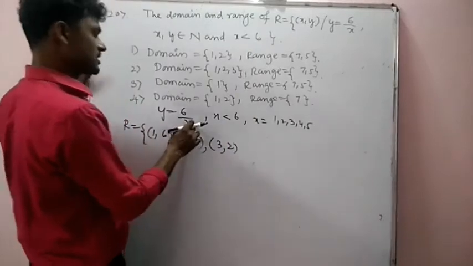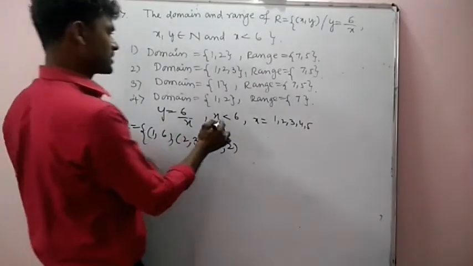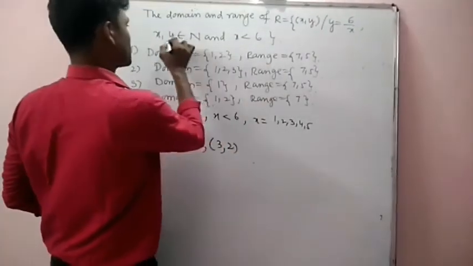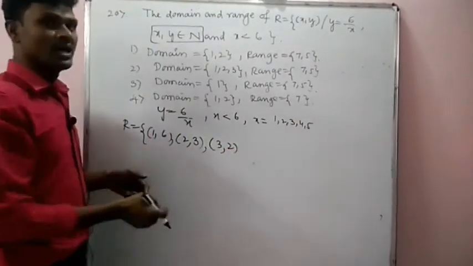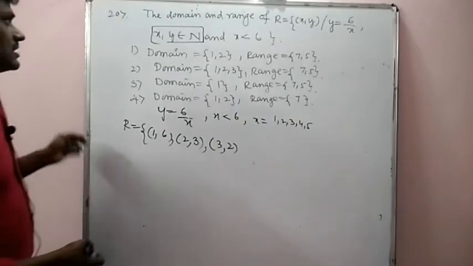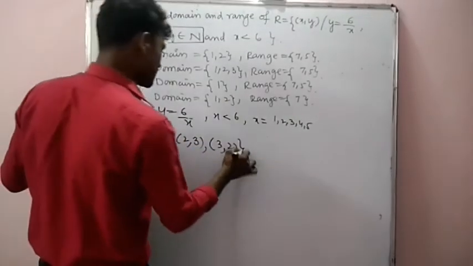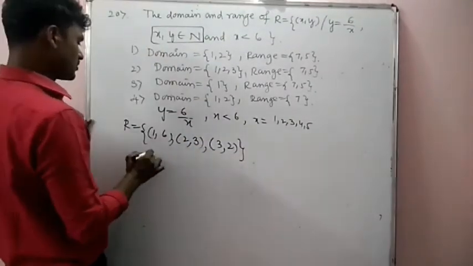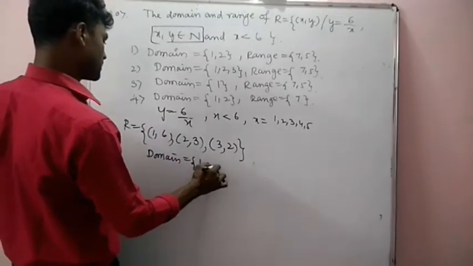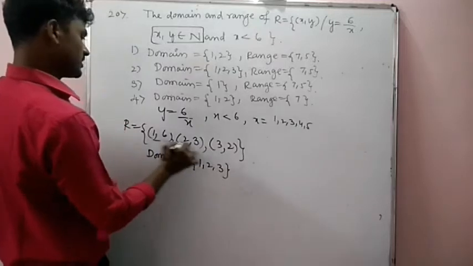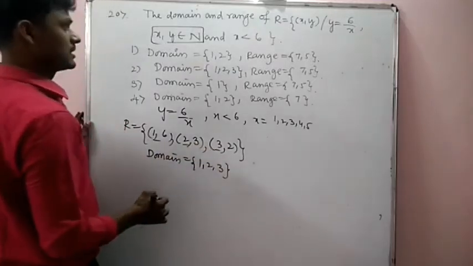x = 4 is not possible. Why? Because x and y belong to N. If we take 4 and 5, y is a rational number, but it is not a natural number. That's why this is the relation. Now you have to take the domain, which is equal to the set {1, 2, 3}.